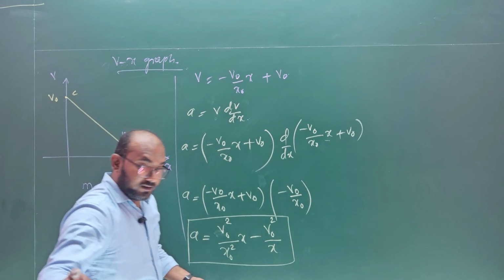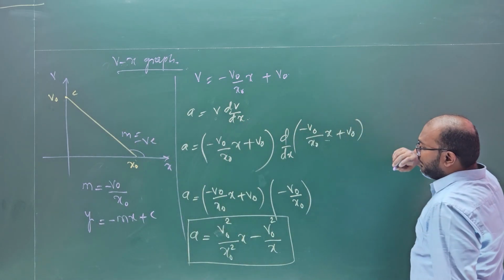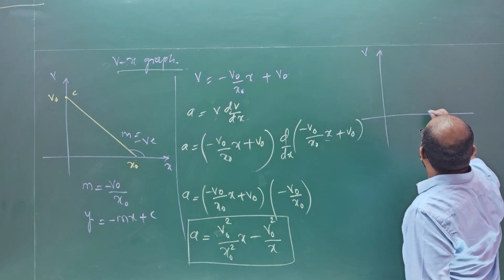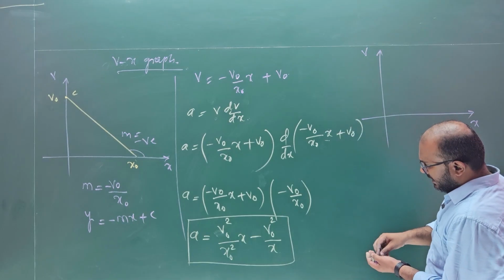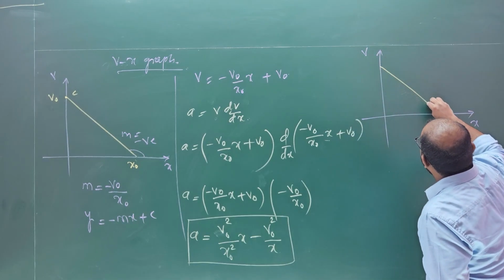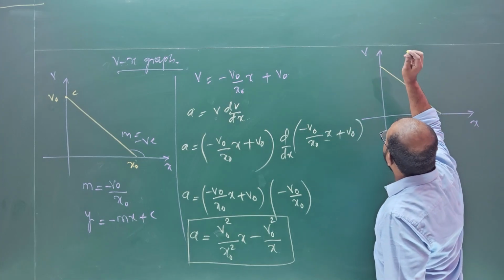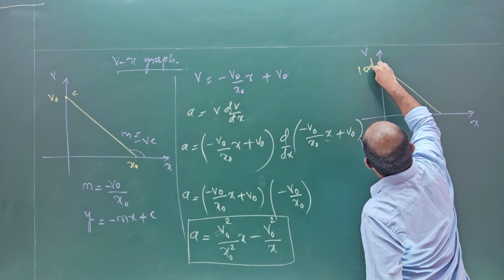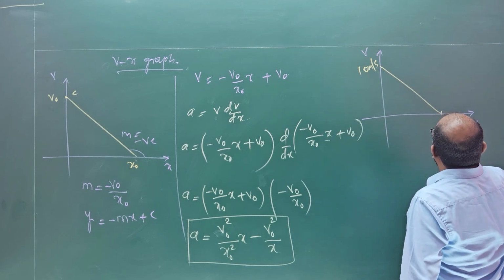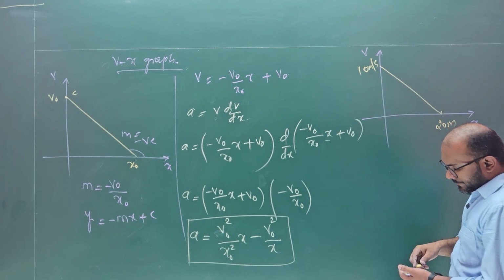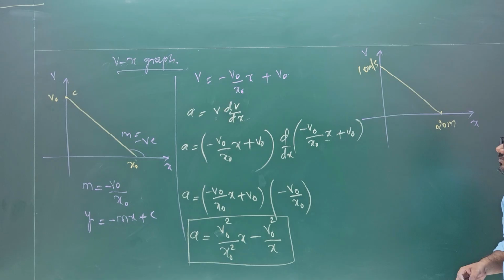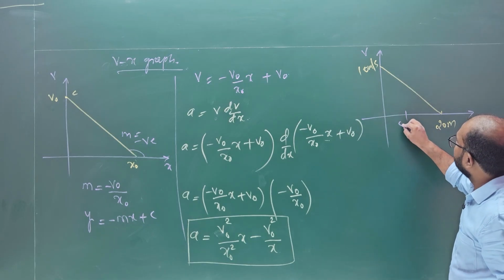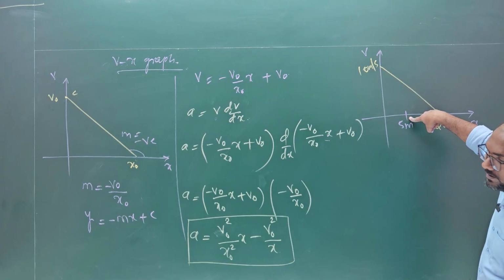Let us try, don't write anything. Let us try to have one example. Consider on this axis v is given, on this x is given, and a straight line slope is given. Consider over here the value is, let me say, 10 meter per second, and the displacement at this point is, let's say, 20 meter. They can ask you: find the acceleration at position, let's say, 5 meters.